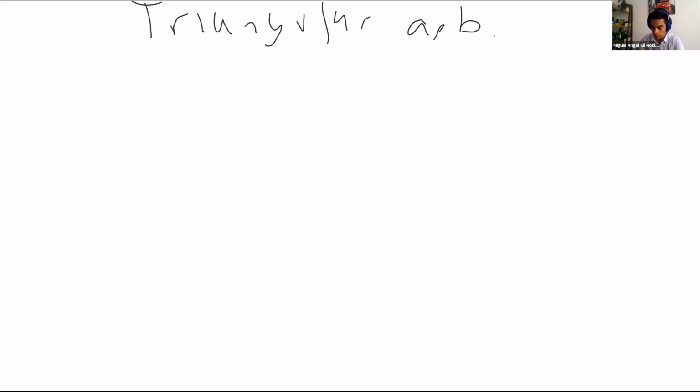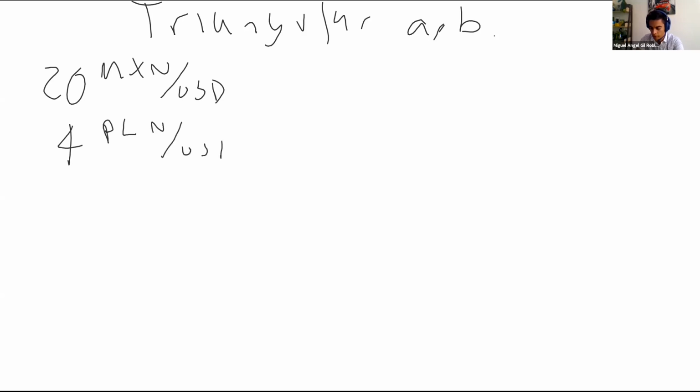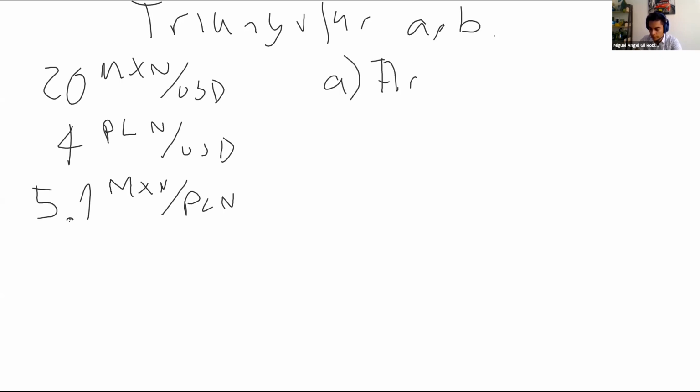First, I will give you this data, which is the exchange rate of 3 different currencies. So Mexican peso over dollar, then Polish zloty over dollar, and finally the Mexican peso over zloty. And the first question that I'm going to ask you is, is it possible to make triangular arbitrage? How can you answer this question?